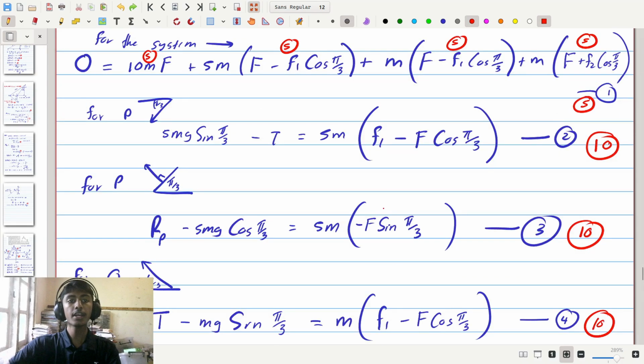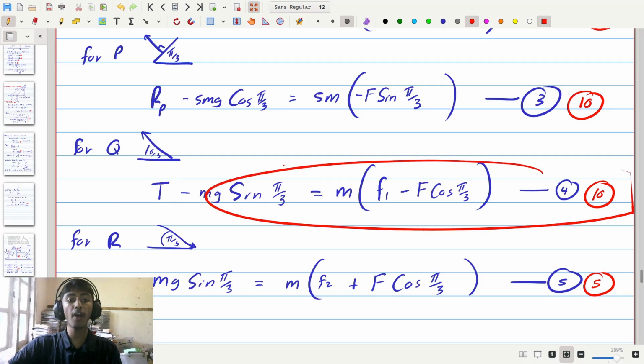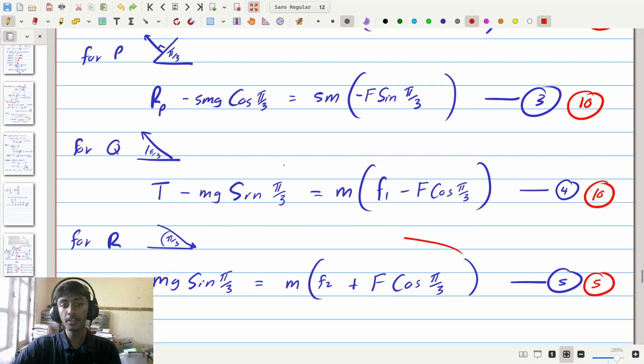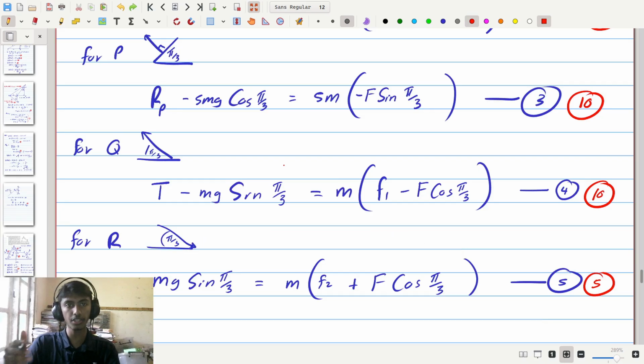Now after that, when you apply F equals MA for P, for the P down the slope you get 10 marks. For P in the perpendicular direction you get another 10 marks, and then for Q up the slope, you get 10 marks. But for R, when you apply down the slope, you get only 5 marks. And the reason for this is of course because R has less forces involved, so it's less difficult to do. But still, you get 5 marks.